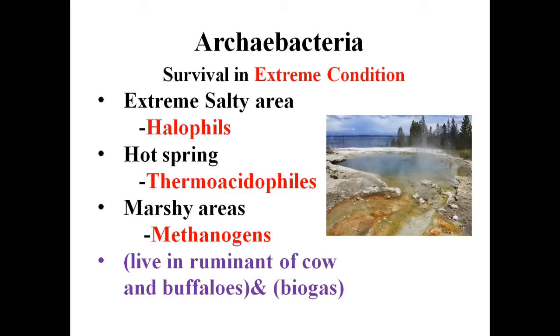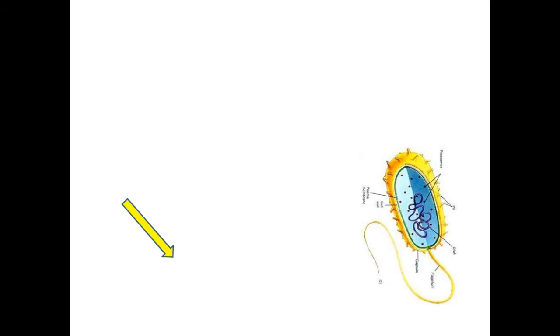These methanogens are present in the gut of several ruminant animals such as cows and buffaloes, and they are responsible for the production of methane biogas from the dung of these animals.